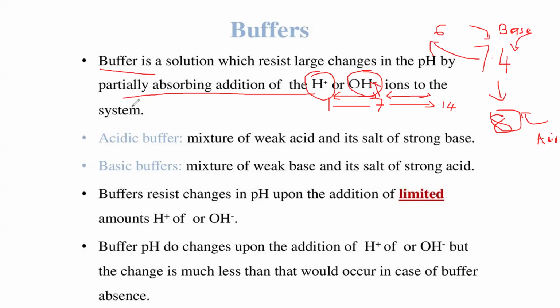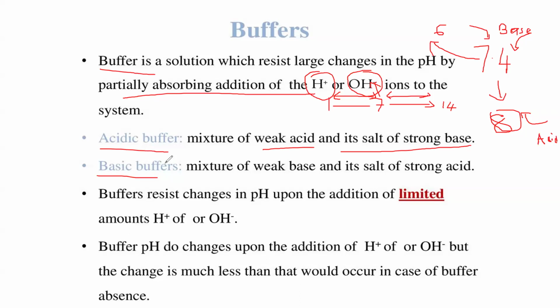Okay. And then we have different types of buffers. We have acidic buffers and we have basic buffers. An acidic buffer is a mixture of a weak acid and its salt with a strong base. While for the basic buffer, we have a mixture of a weak base and its salt with a strong acid.